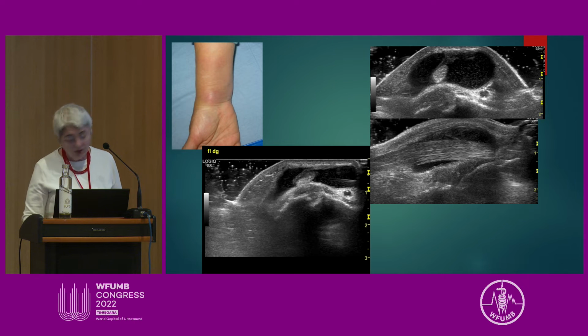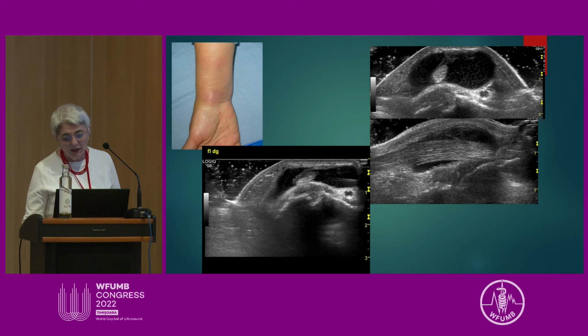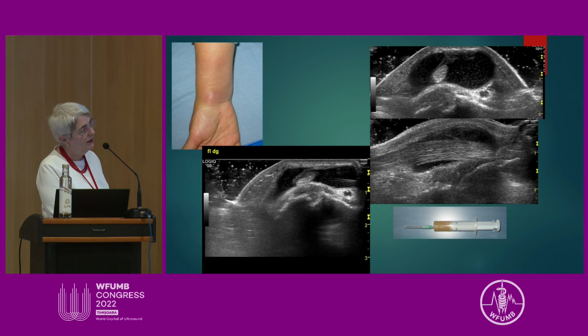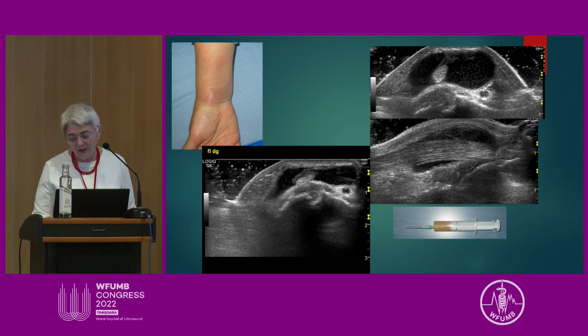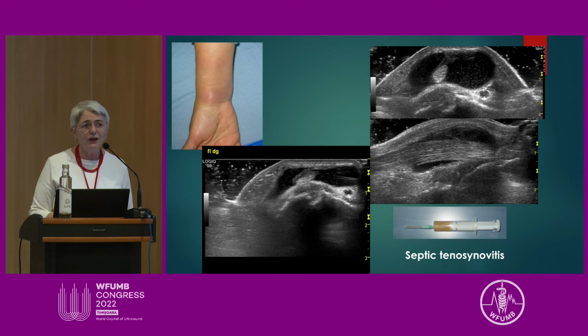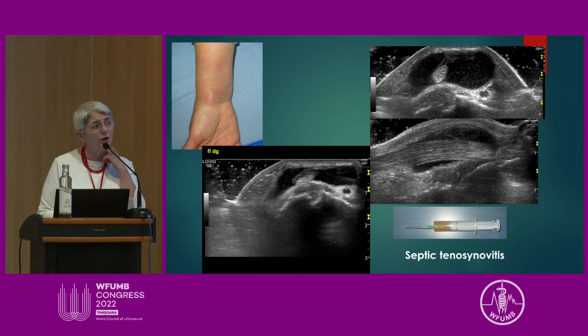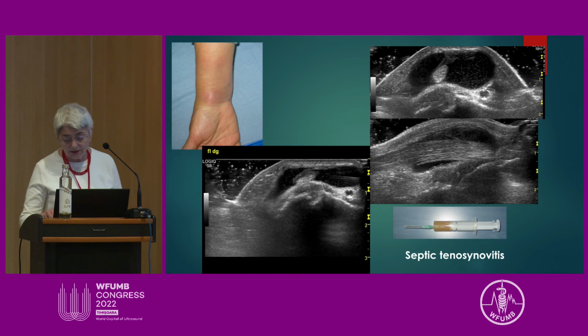I introduced a needle inside this tendon sheath. I aspirated it, and let's see. Of course, this is septic. It was a septic tenosynovitis. Septic tenosynovitis is very rare. I have only 2 or 3 cases proven to be septic tenosynovitis, and except for this case, the others had other diseases. One was diabetic, and the other one had hepatic cirrhosis.